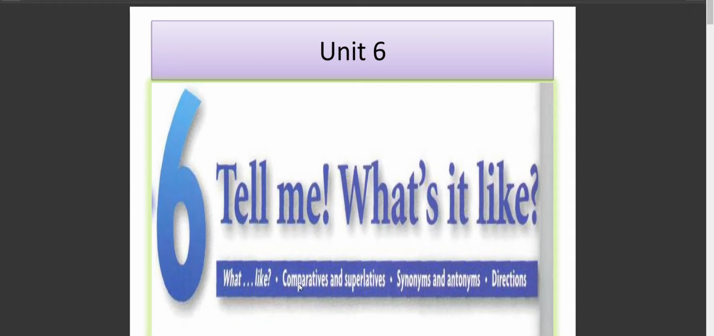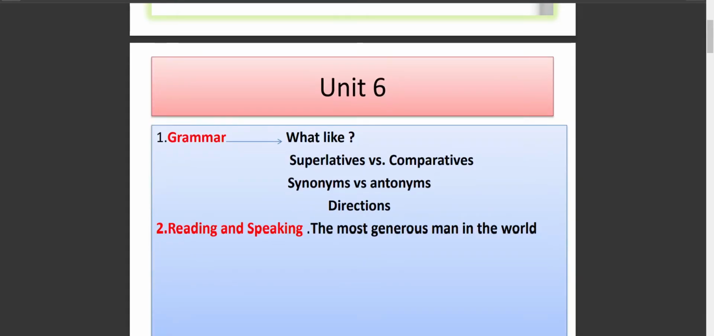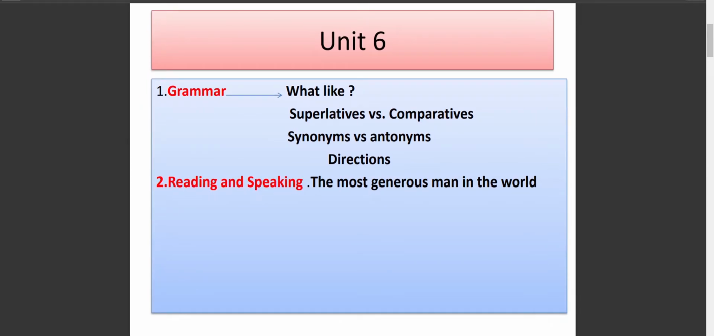So start with the first one, comparative and superlative. They have synonyms and antonyms, directions, right? So let's come to the first one. This is unit 6. Yes, we start with the grammar, and then we start after this with reading and speaking. So let us start with the first one, which is grammar. Like superlatives and comparatives, synonyms and antonyms, directions, اتجاهات, right? And then we have the second one, reading and speaking, the most generous man in the world.